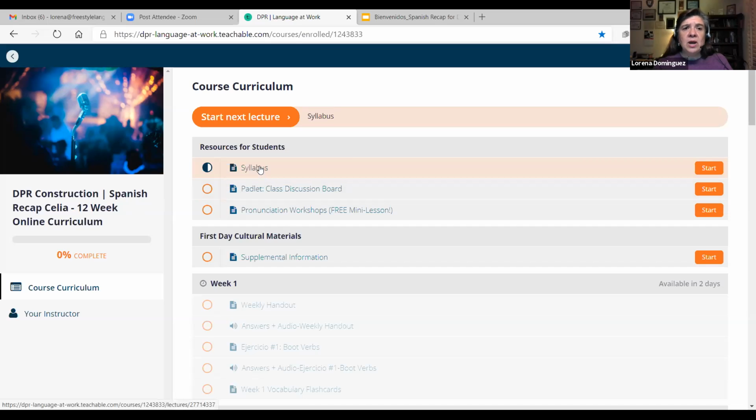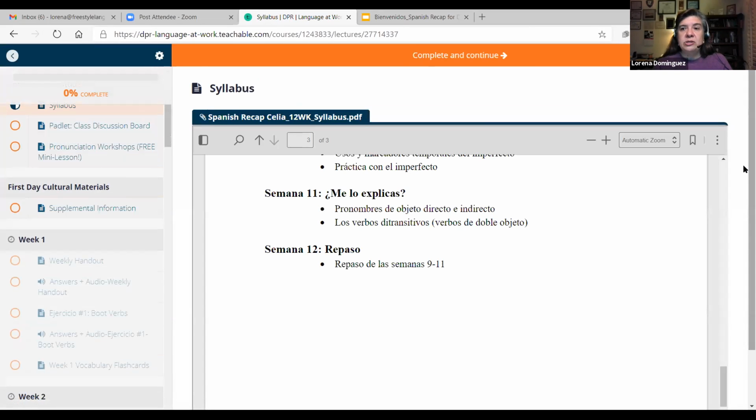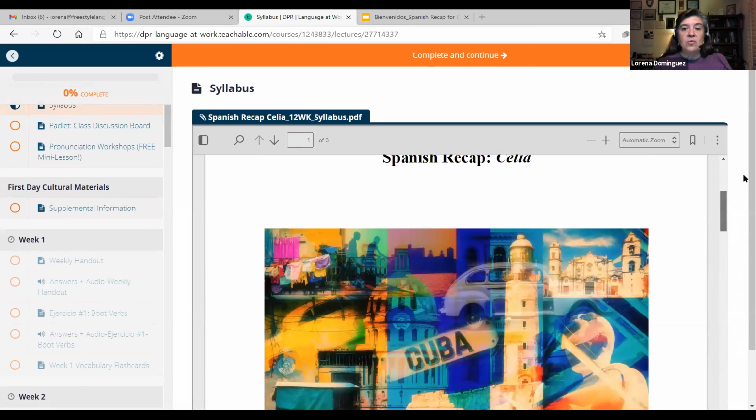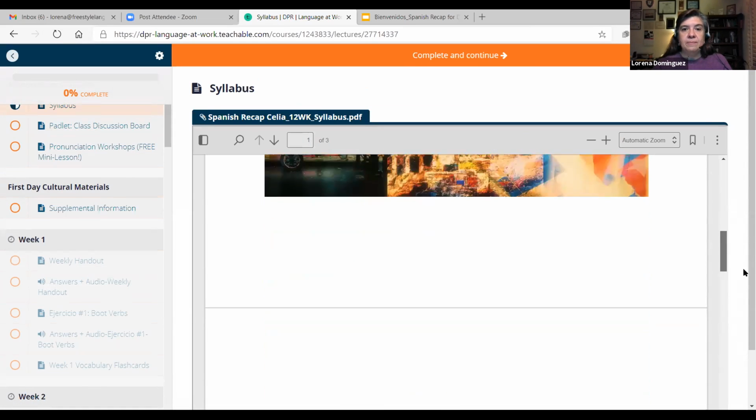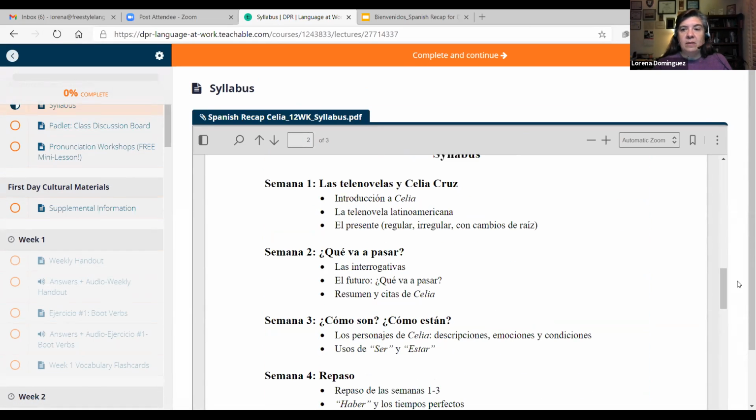So, under resources, bajo recursos para estudiantes, tú tienes tu temario. You have your syllabus. And here on Teachable, you will see that the syllabus gives you a week by week explanation of all your material.